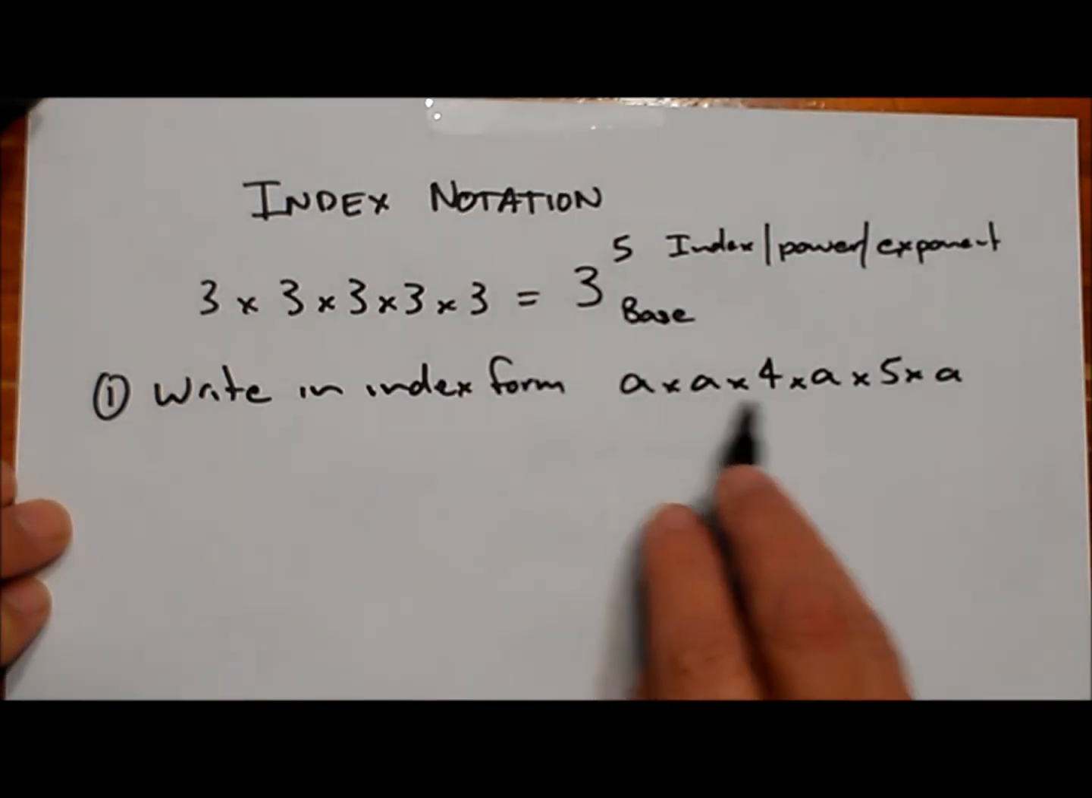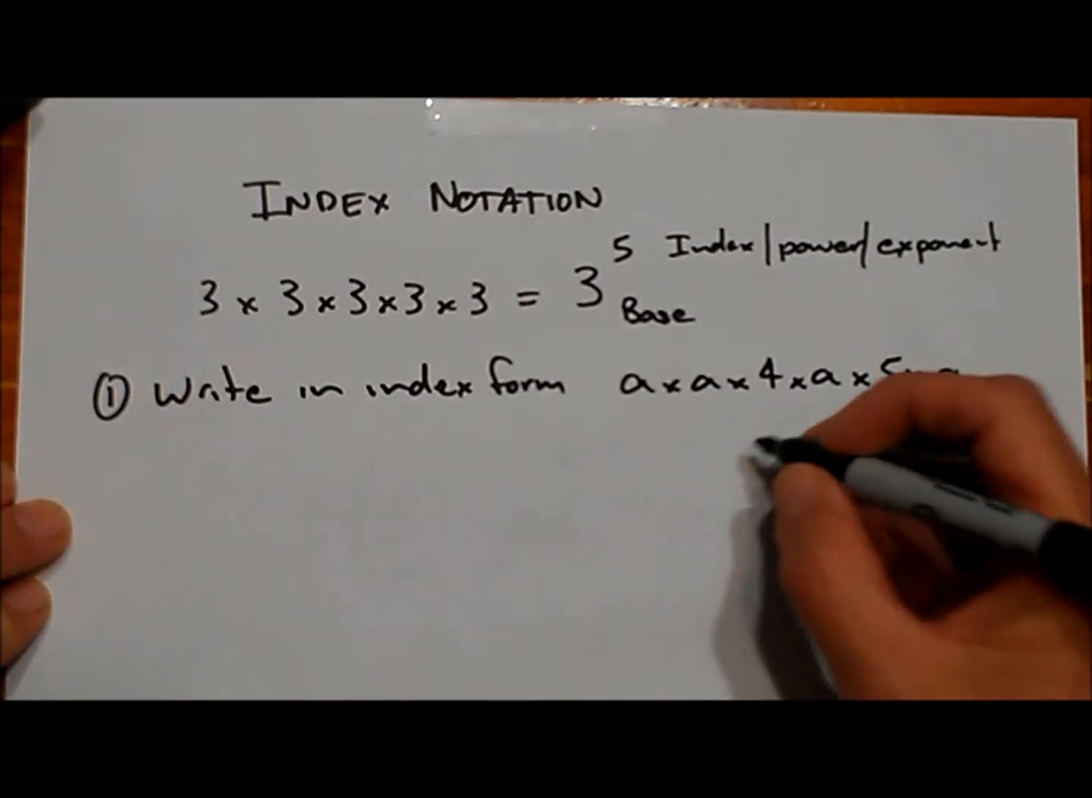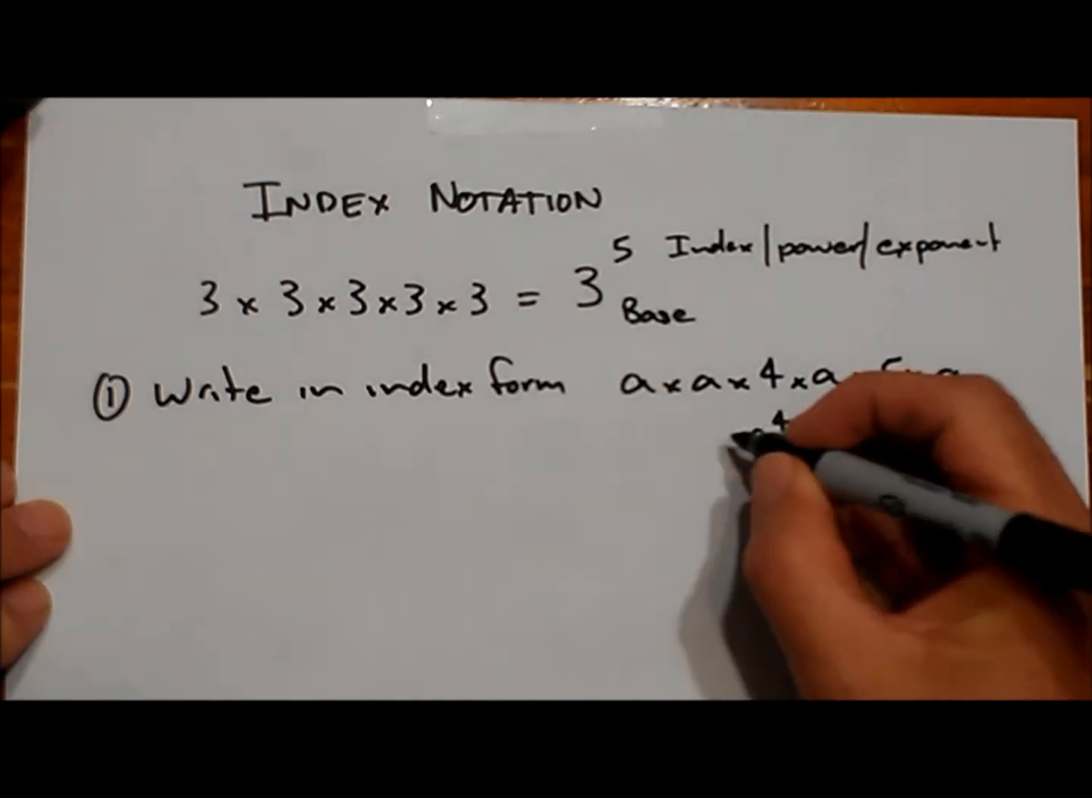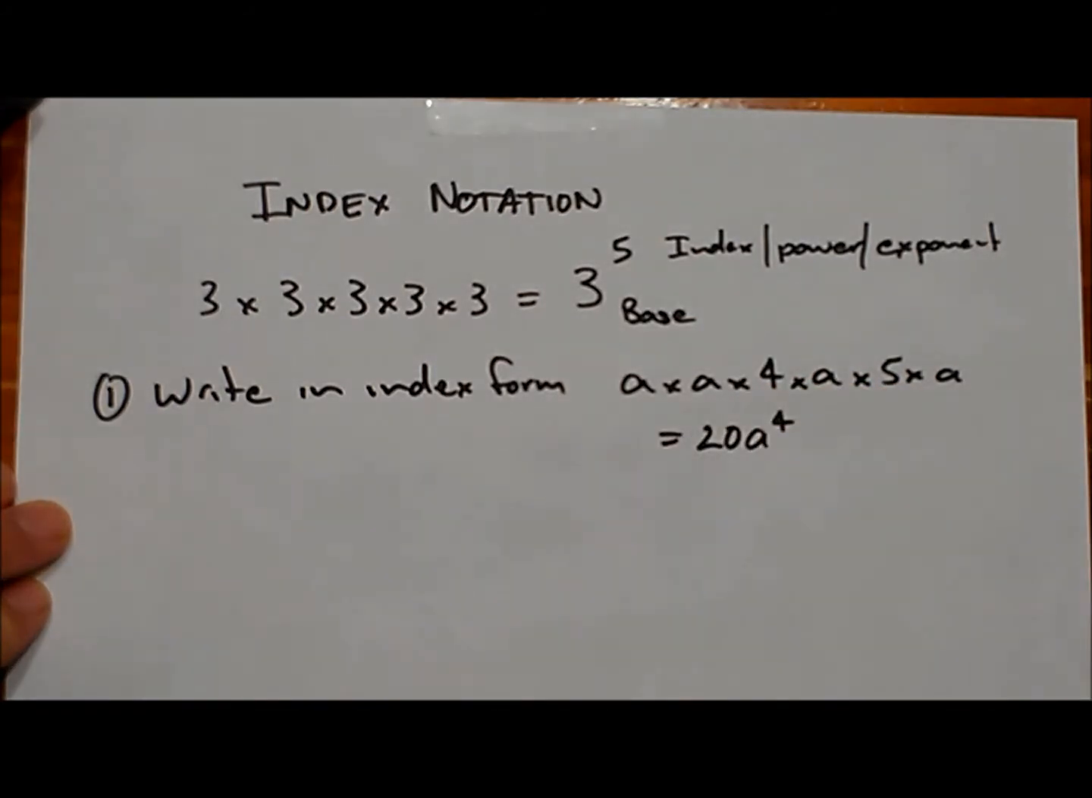So we can quickly see the index form comes from the a's here. So we're going to have a to the power of 4, and then we just deal with the numbers. 4 times 5 is 20, so we get 20 a to the power of 4.